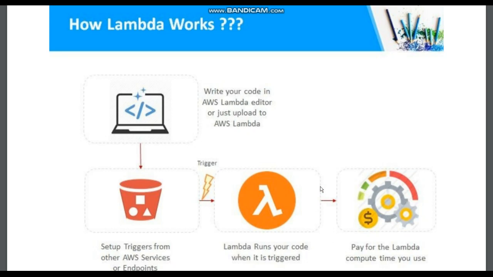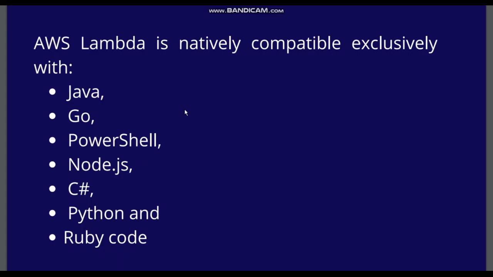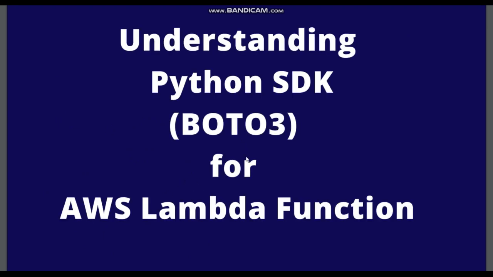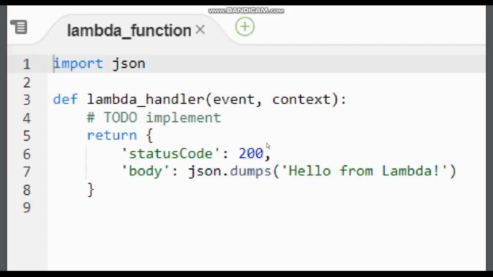Now, what are the languages that are acceptable in the Lambda editor? When you talk about Java, Go, PowerShell, Node.js, C#, Python, Ruby, all these languages are compatible with AWS Lambda. Today we're talking about Python. Yes, that's what we're venturing into today. The SDK that is being used is called Boto3 for Python. This is how it looks: you have import json, def lambda_handler, and the rest like that.